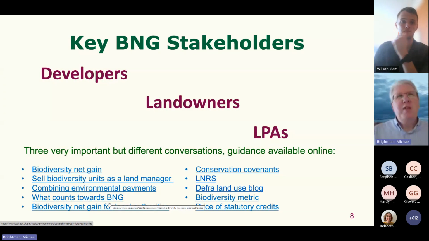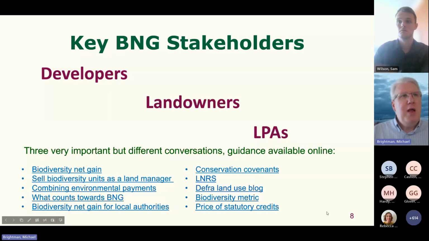In terms of biodiversity net gain, there are three key stakeholders, all as important, but all very different conversations. There is guidance available online for each of the stakeholders, and that guidance takes a number of forms and is being added to and developed over time.